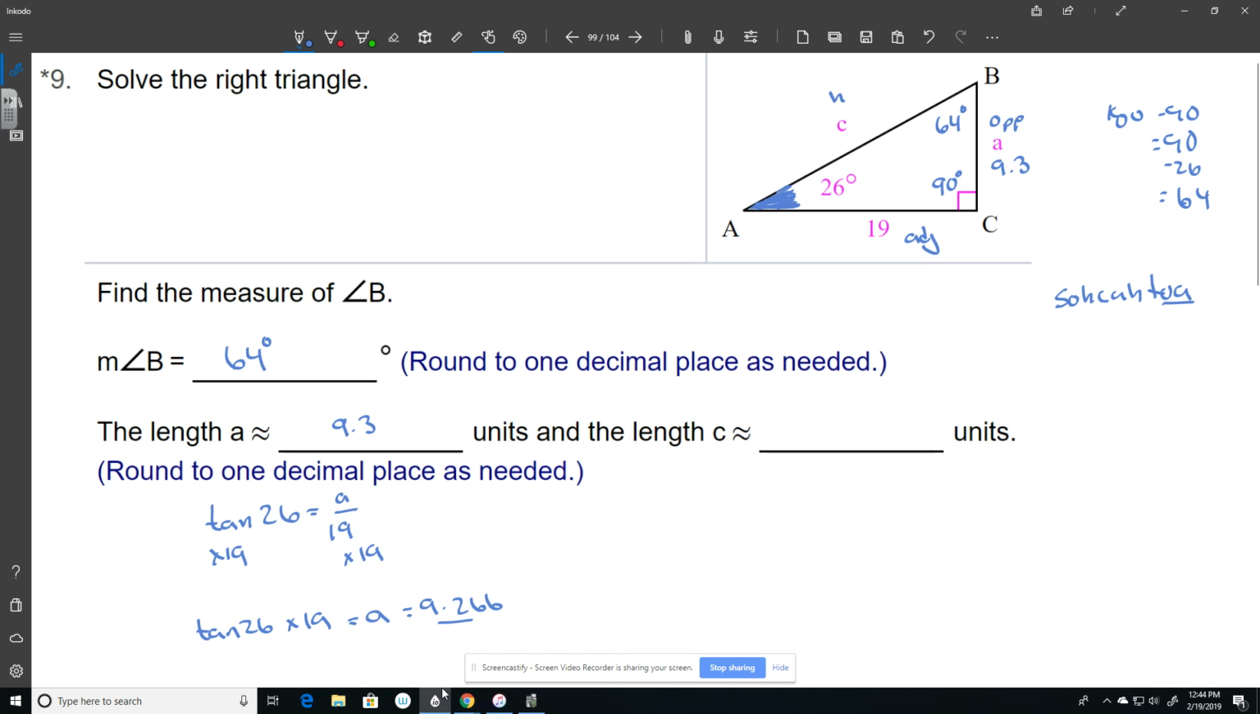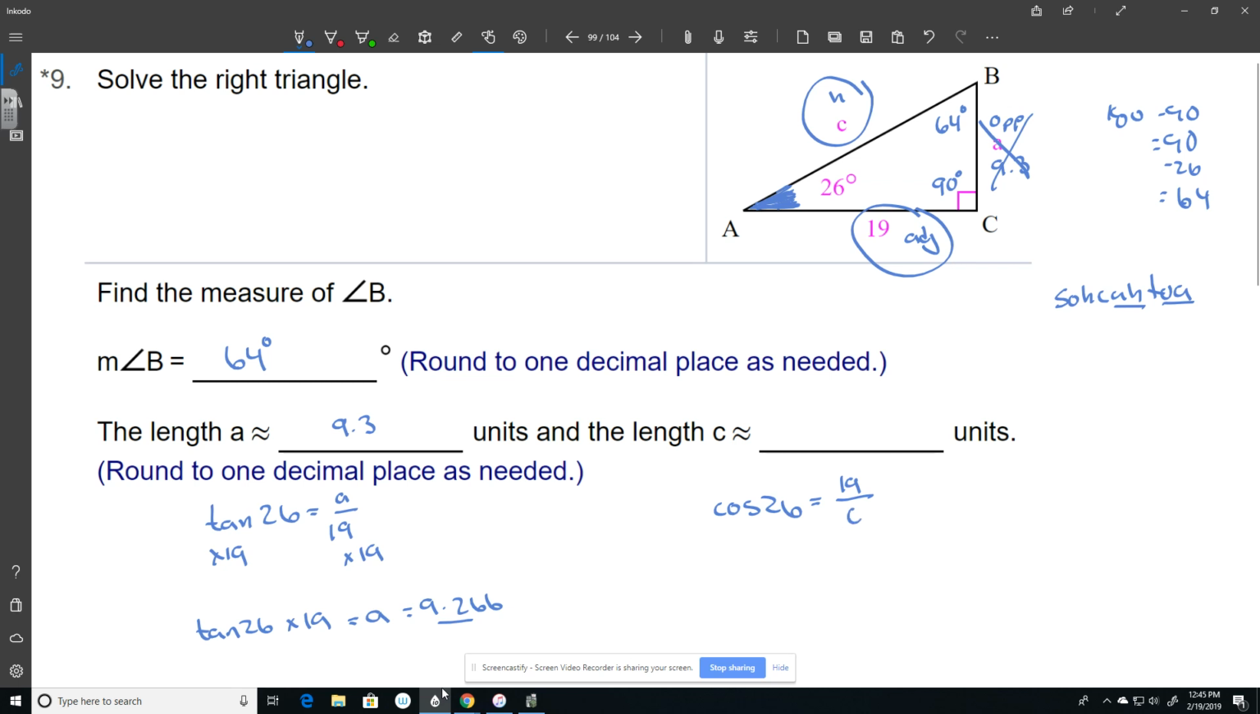As far as finding length C, in this case, I don't want to do a squared plus b squared equals c squared, because 9.3 I rounded, so it's not an exact answer. So instead, I'm going to keep using my sine, cosine, tangent. Now I'm looking at the hypotenuse, and I'm going to still use my adjacent because I know this is exactly 19. I don't want to use my rounded number. So we're going to use the adjacent and the hypotenuse, which go with cosine. So the cosine of 26 is equal to my adjacent side, 19, divided by the hypotenuse, which is c.